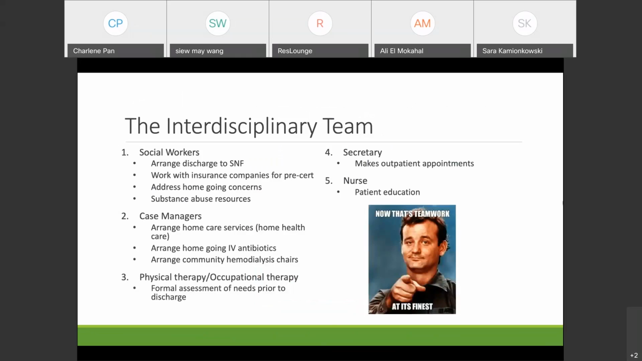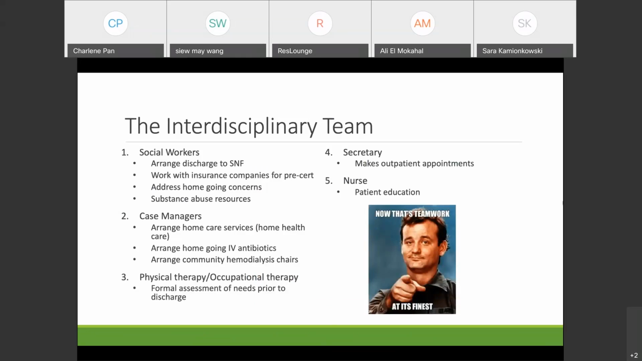So the interdisciplinary team: you've got the social worker and the case manager. The social worker arranges discharge to SNF. They work with the insurance company for pre-certs. They address any homegoing concerns, and they're also a good resource for substance abuse resources. And they work with Thrive, which is a group that helps people with substance abuse issues here in the hospital.